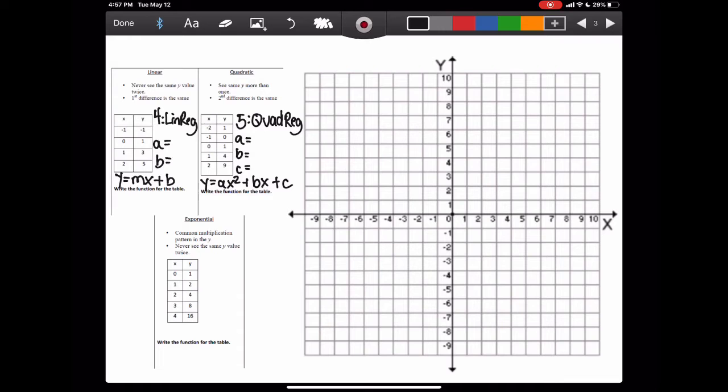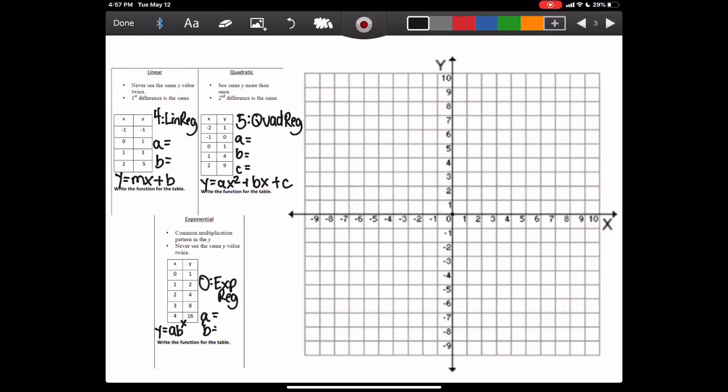Exponential, you're going to hit option 0 for exp reg. And you're going to fill in your a and your b, and write that in the form y equals a times b to the power of x. Okay? So with that being said, let's go ahead and look at a linear. Let's look at this first one.